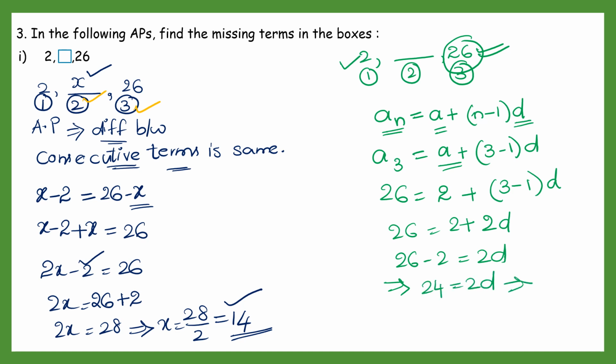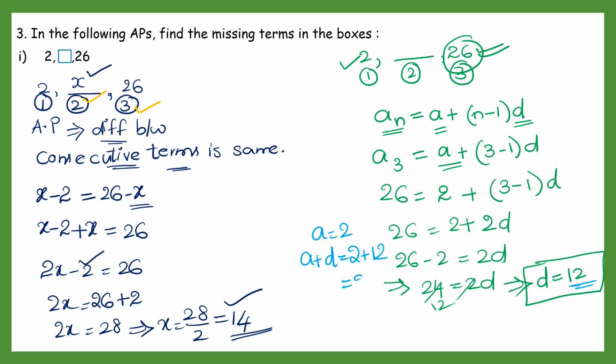So, you will get d as what? 2 twelves are 24. So, you got the d value as 12. Now, you got the common difference as 12. If we know the common difference, can we find the terms? Yes. We know the first term. The first term a is 2. What will be the second term? The second term will be a plus d. That means 2 plus the common difference we got, 12. So, 2 plus 12 is 14. So, we get the same answer again in this method also.